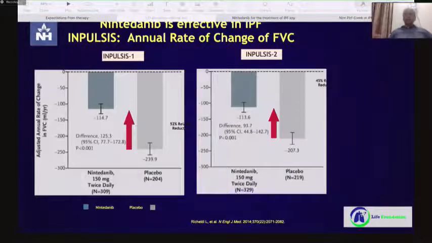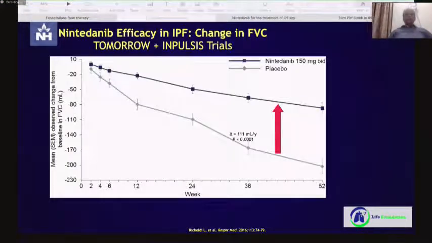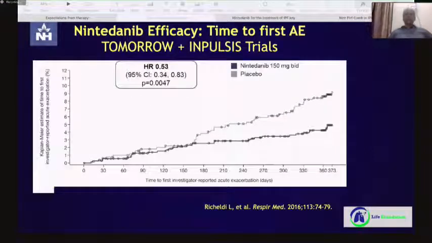And strangely, the improvement or the lack of decline in the INPULSIS trials and in the earlier CAPACITY and ASCEND trials was almost the same. You saw that there was a 125 ml difference in INPULSIS 1, 93 ml difference in INPULSIS 2, and these were done at the same time. So very impressive improvements in the rate of decline of FVC. There was also an improvement, this is the overall, when you combine the TOMORROW and INPULSIS trials, about 111 ml. So this consistency we saw across all the antifibrotic trials.